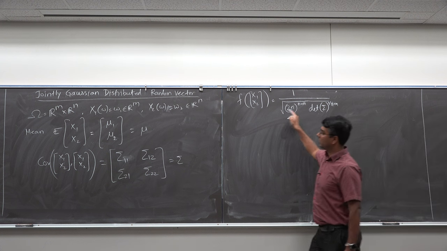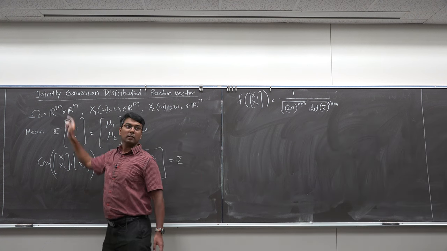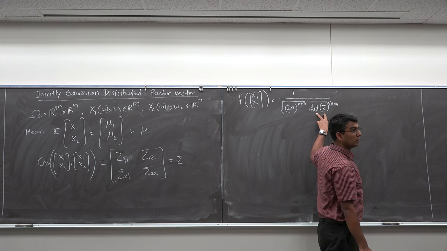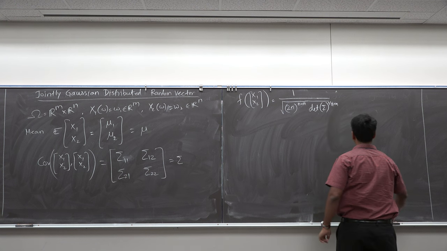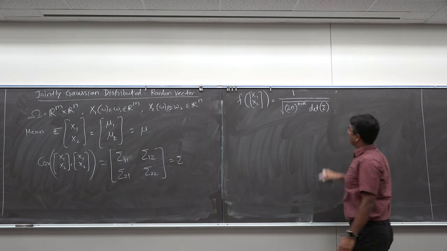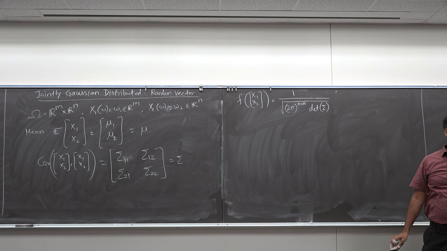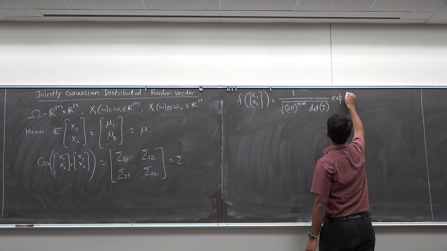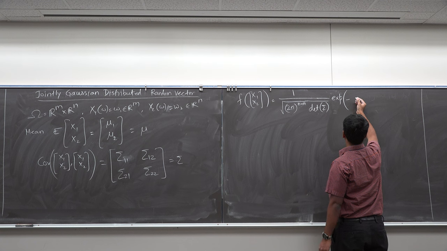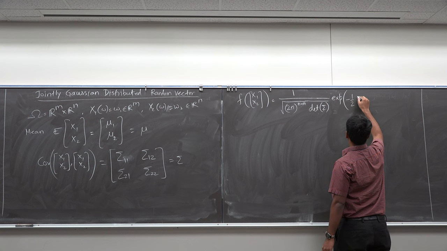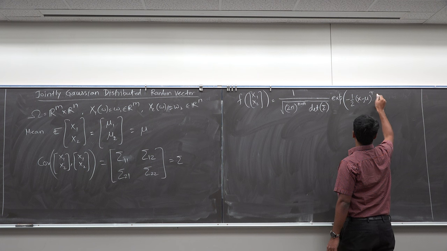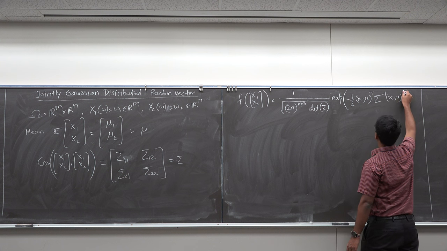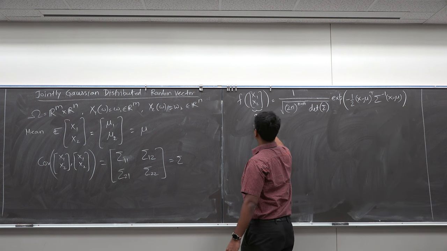Yeah, so 2 pi raised to n plus m. So k here is n plus m. Right? So this is 2 pi raised to k, and then what? Determinant of sigma? Nothing else? Okay. Is it in the square root or not in the square root? In the square root. Okay. So we have this, and then? Right? Yes. Okay. This is my vector x.